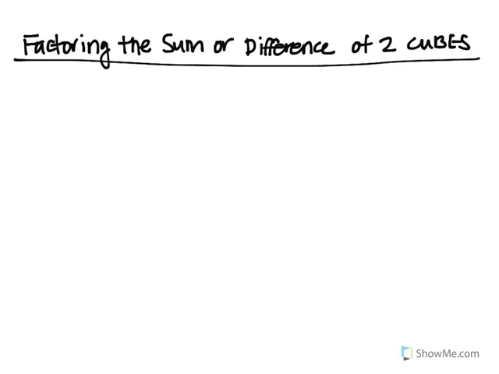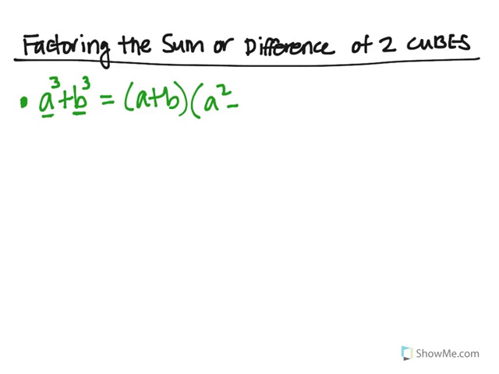So here's the formula. If I have a cubed plus b cubed, I can actually factor this using the formula a plus b, so whatever the a and the b are right here, times, I'm going to square a and then subtract off whatever a and b are multiplied together, plus b squared. If you were to FOIL this out, you would actually get that right back. If you don't believe me, you can go ahead and FOIL it out and check it out, but this is how you're going to factor.